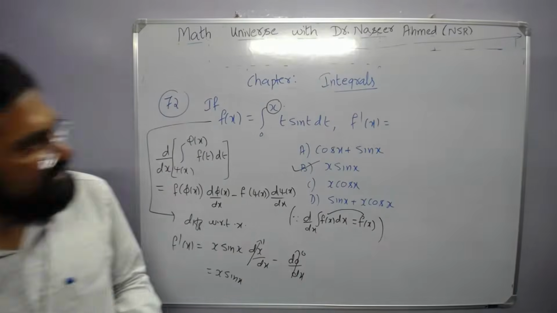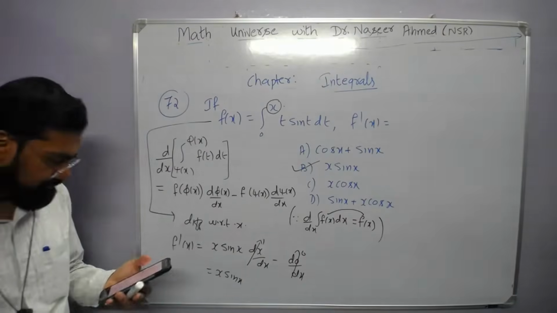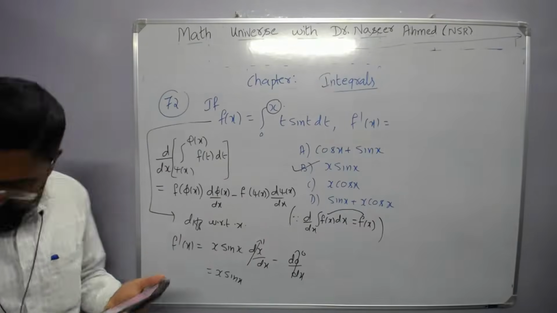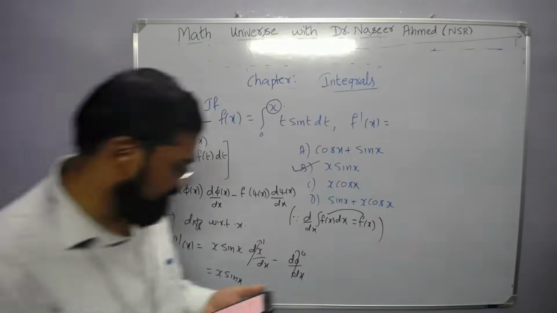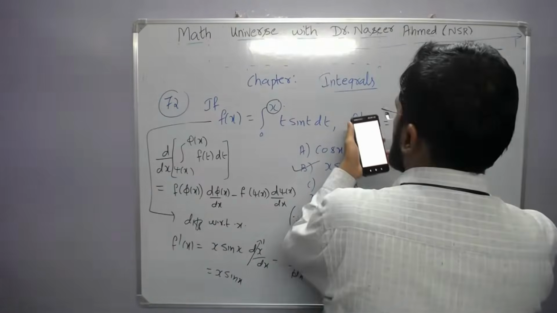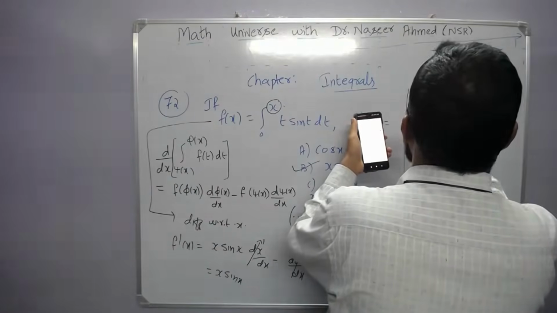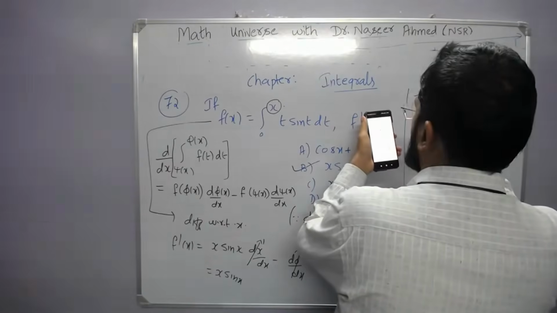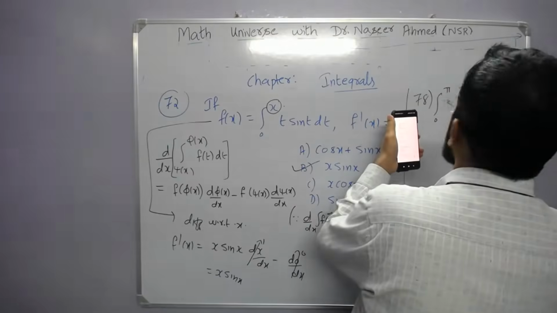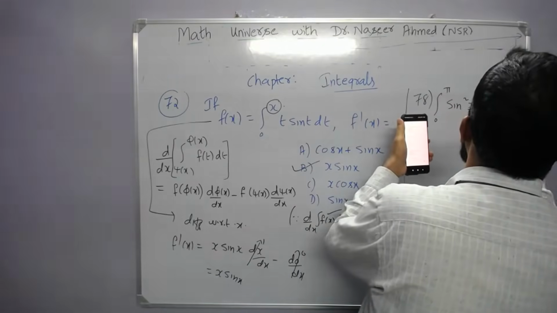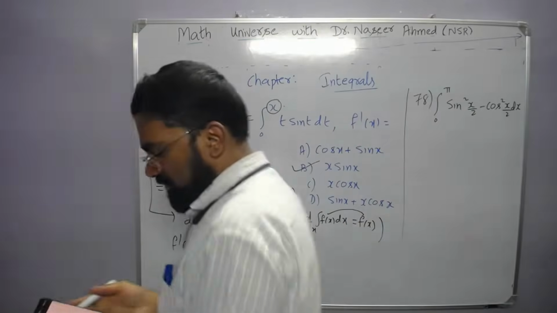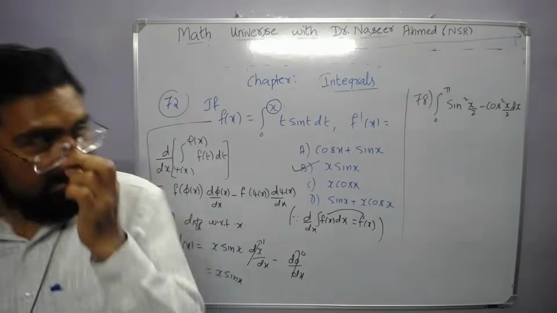Let us move on to the next question. Question number 78 that I take. The question says: integral from 0 to pi of sine square x by 2 minus cos square x by 2 with respect to x. How to go about this?